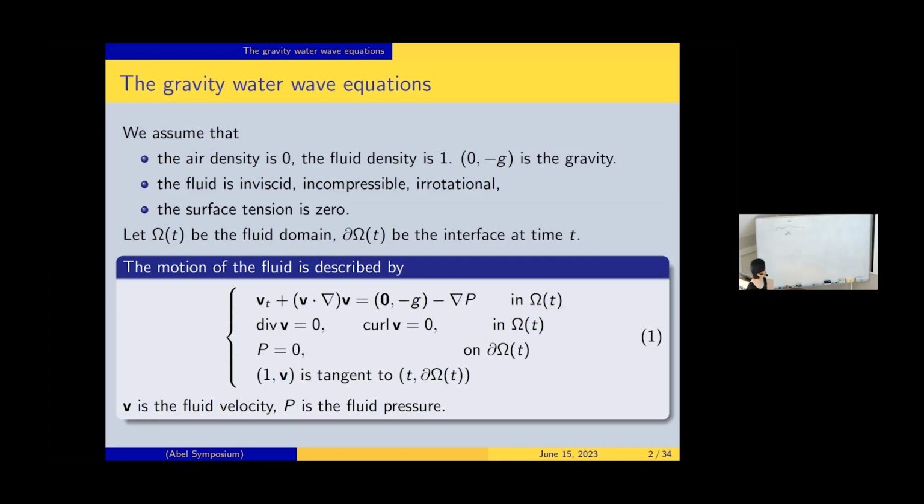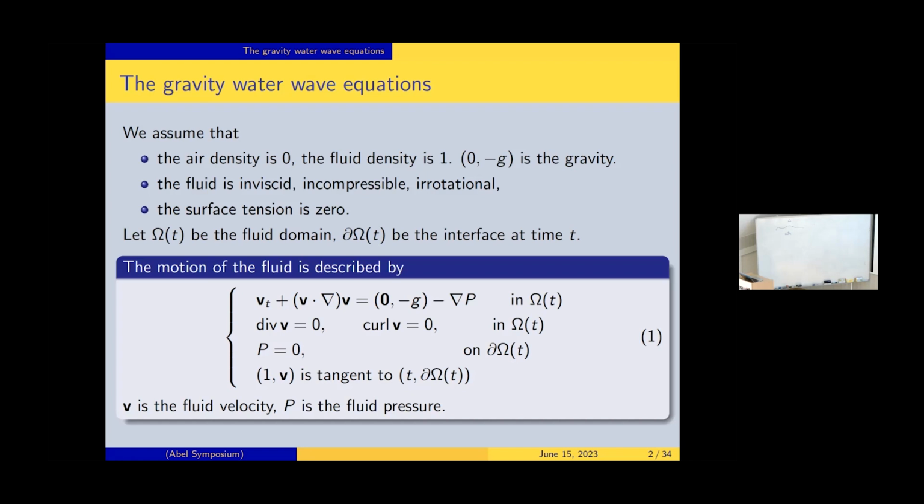Okay, so I guess we have heard several talks on the gravity water wave equation, so I'll just repeat the model. The model we are going to study is like the wave in the ocean, right? We will neglect surface tension, so we assume the surface tension is 0, and we also assume the fluid is inviscid, incompressible, and irrotational. We will keep the density and the gravity, and we also neglect the air, so assume the air density is 0.